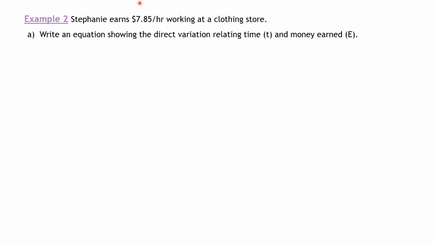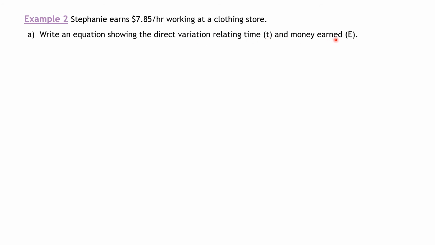Write an equation showing a direct variation relation relating time t and money earned e. So here's the variables we're going to use. Is it direct variation? Well, the question says it is, but how would you know? Basically, think about it. If Stephanie doesn't work, does she earn any money? No. So we've got 0, 0. 0 hours means 0 money. So it's direct variation.